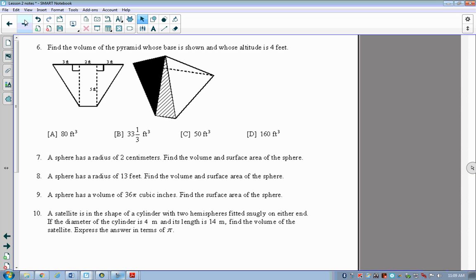Okay, 6. Same thing, different numbers. So I'm going to hit pause. I'm going to let you guys work this out on your own. All right, let's go ahead and talk about this.